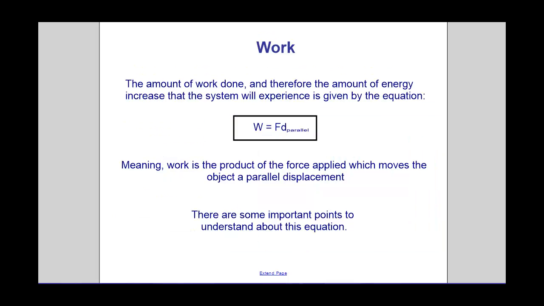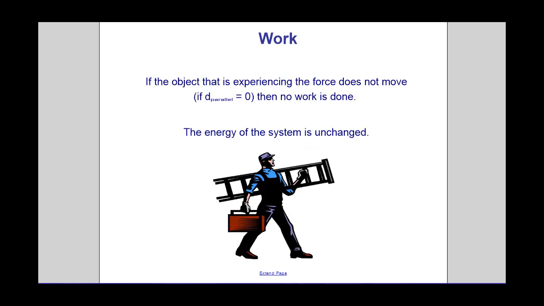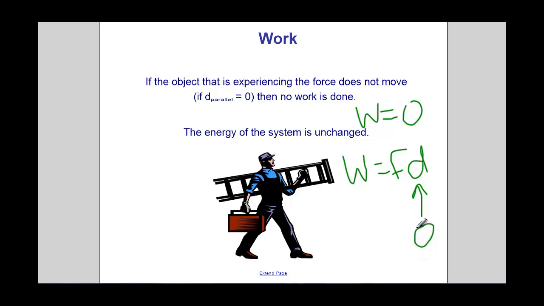So the equation we're going to use is work equals force, which is our F, times distance, which is our D, and it's parallel, so that means in the direction of movement. So if the object doesn't move, if the distance and displacement doesn't change, then there's no work done. So then if the distance doesn't change, then work equals 0. Because if you think about it, work equals force times distance. If this is 0, then 0 times F is going to give you 0.